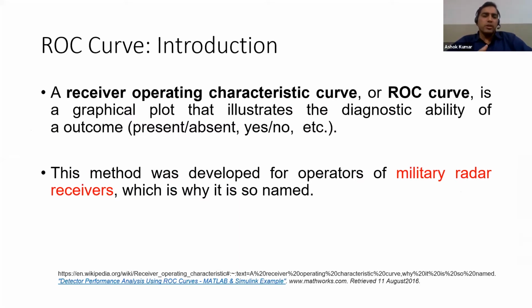Now, ROC curve introduction first of all. A receiver operating characteristic curve, or ROC curve, is a graphical plot that illustrates the diagnostic ability of an outcome, for example present, absent, yes, no, disease present, disease absent, and the event absent or present. This method was developed for the first time for operators of military radar receivers, which is why it is named the receiver operating characteristic curve.